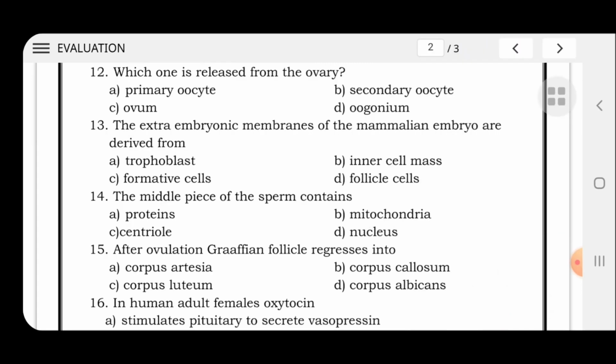The extraembryonic membrane of the mammalian embryo are derived from. Trophoblast is the correct answer.